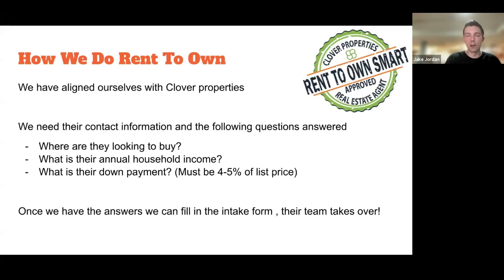So how we do rent to own on our team here, obviously we align ourselves with Clover Properties. They're great. When you are connecting them with Clover Properties, there are three key questions that you need to know the answer to. Where are they looking to buy geographically? What is their annual household income? And what is their down payment? And remember, they must still have 4 to 5% of list price. So if they have $5,000, it's likely not going to be a good option for them still. And yeah, once you connect them with their team, they take over, they nurture them, they qualify them just like any kind of mortgage broker.